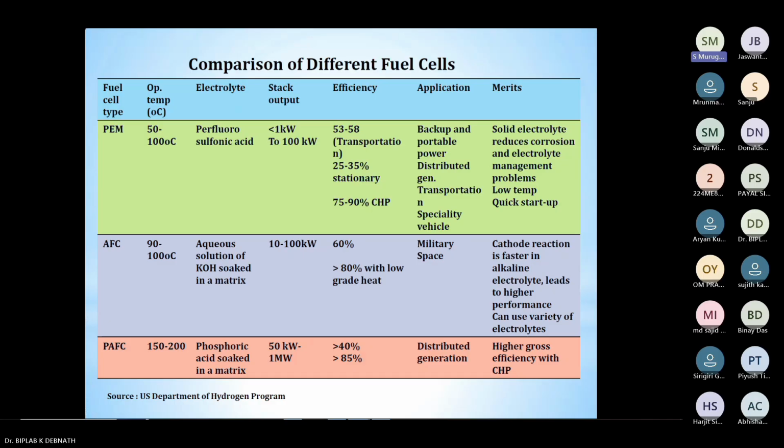Then next, PAFC, of course, you can produce power from 50 kilowatts up to 1 megawatt. The electrolyte you use is phosphoric acid soaked in a matrix, and you can use it in distributed power generation applications. The advantage is that you can get a higher gross efficiency when you combine with CHP plants, cogeneration plants. Next, please.